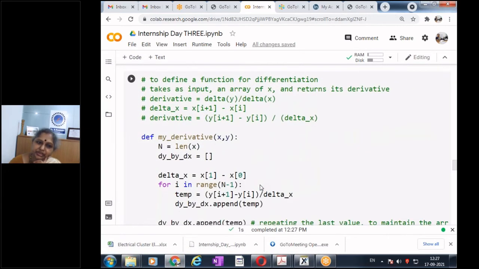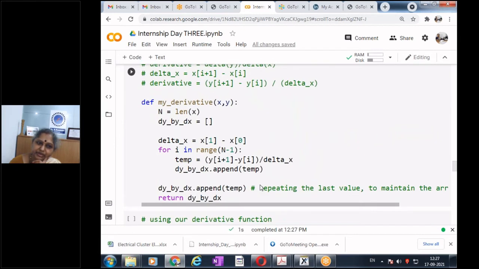Now this is the most important part that we have planned for today, and this is a function I have written for my derivative. Please type it in.